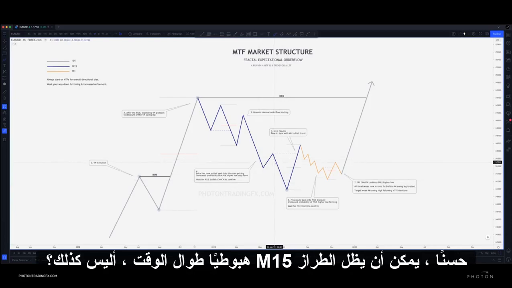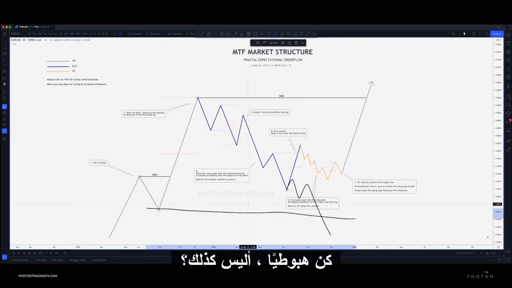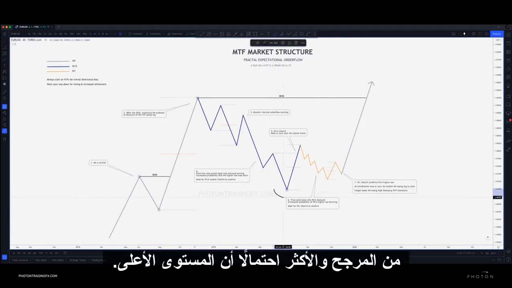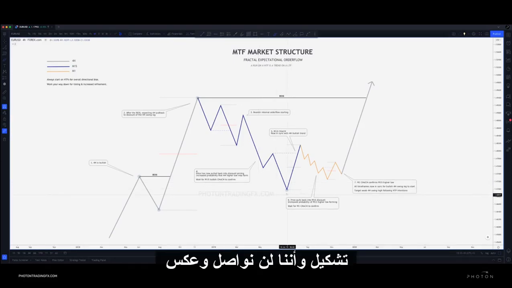The M15 could stay bearish the whole time, and it could break this low, and then the 4-hour would then be bearish. But until that happens, we run with the assumption that it's more likely and more probable that a higher low will form.